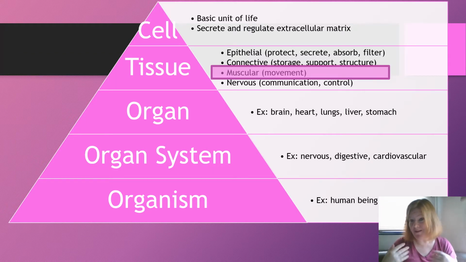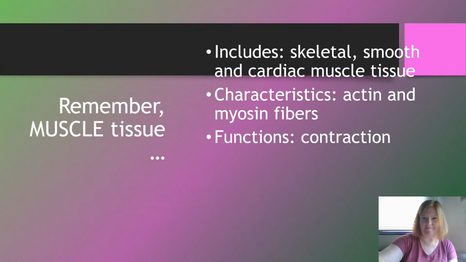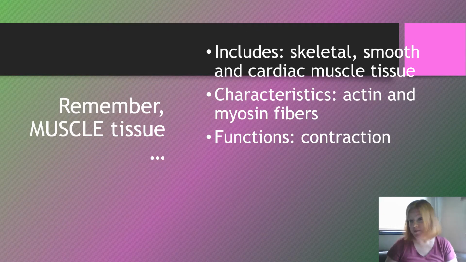Okay, by this point, this diagram should look super familiar to you. Again, we're only focusing on the tissue level and one specific type. So what are we doing? Muscle tissue. Remember, we talked about this in the introduction. Muscle tissue includes skeletal, smooth, and cardiac. It has actin and myosin fibers, and its function is for contraction.